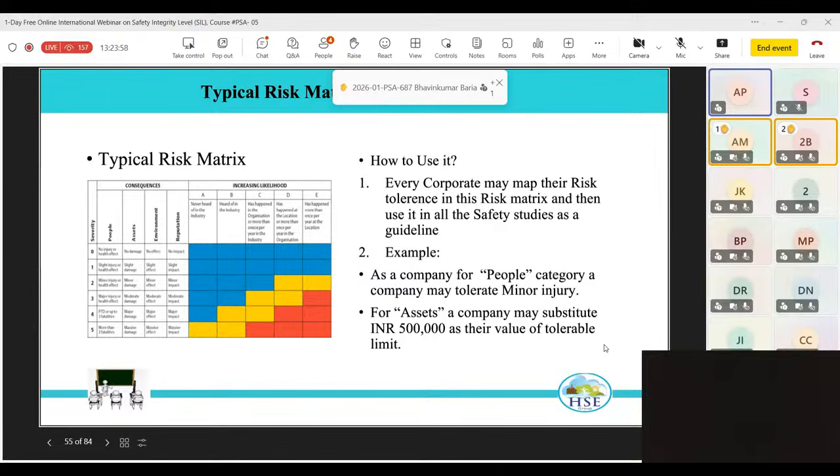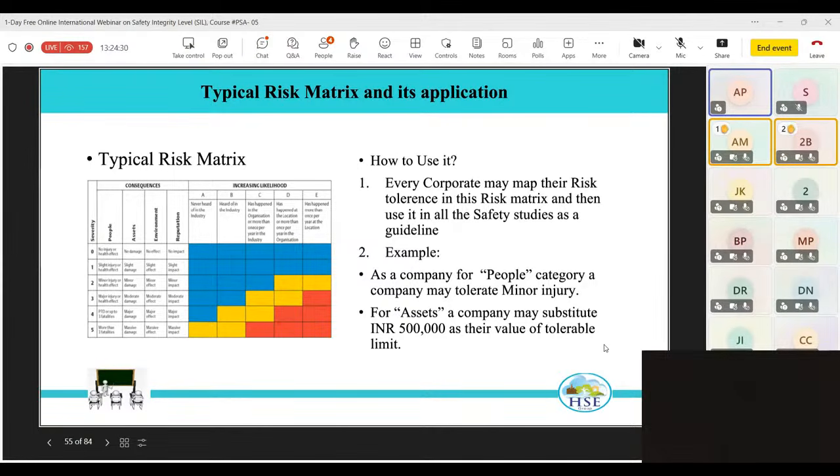Category two asset damage, they would define as 1 million rupees. For category three, they can say 10 million rupees. Category four could be 100 million rupees, and category five could be maybe 1,000 million rupees, something like that. This is the way you calibrate your risk matrix.